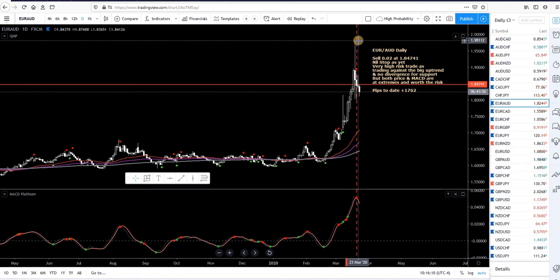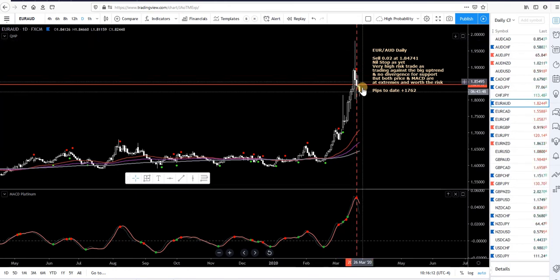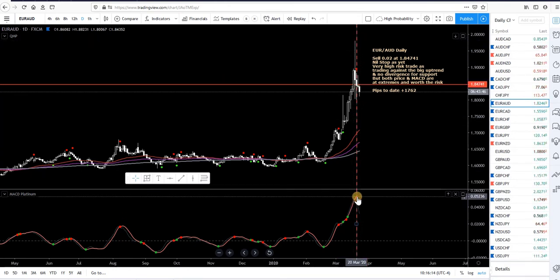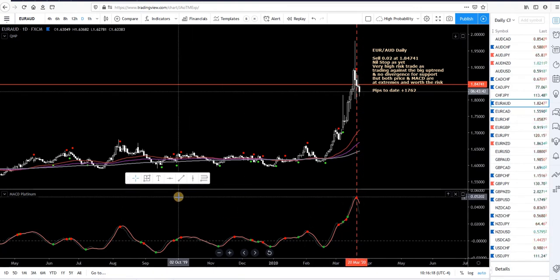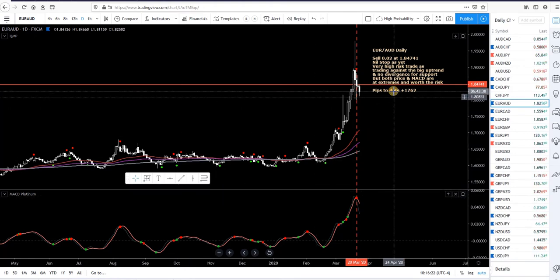And look, there's a peak up here, and the MACD is miles above the zero level. I can go back, that's GFC stuff. That I can tell you now. So I've taken it. It's a high risk sell, but I've taken it, and that's not too bad.